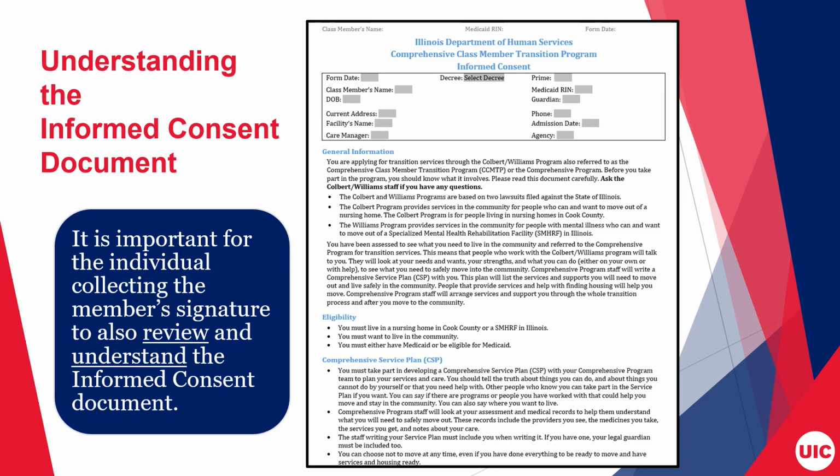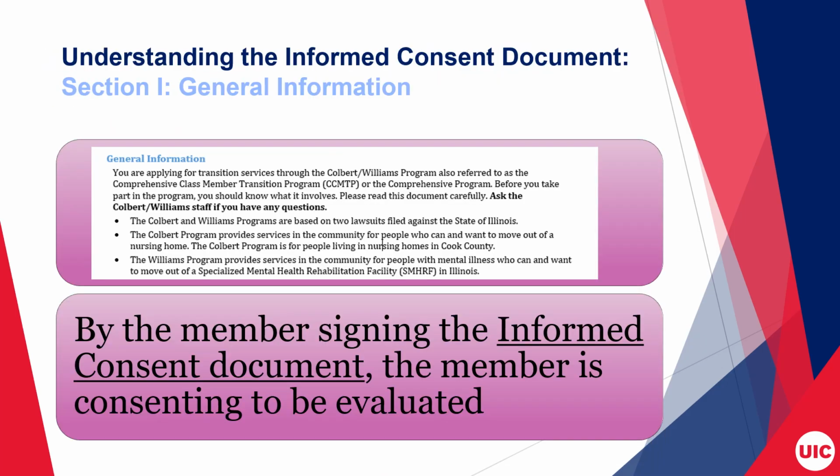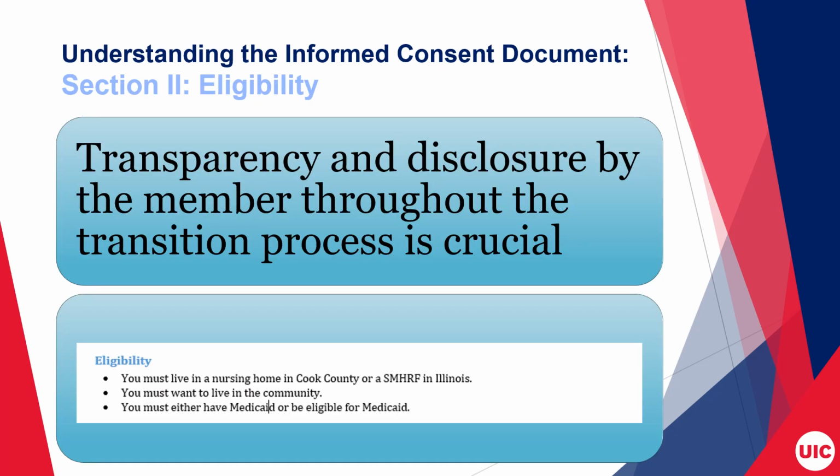So let's take a closer look at the informed consent document. The general information section of the document explains the purpose of the informed consent. By signing the document, the class member is agreeing to participate in the comprehensive program and proceed to transition. The informed consent document goes on to review the eligibility requirements, responsibilities of the class member, and their rights.